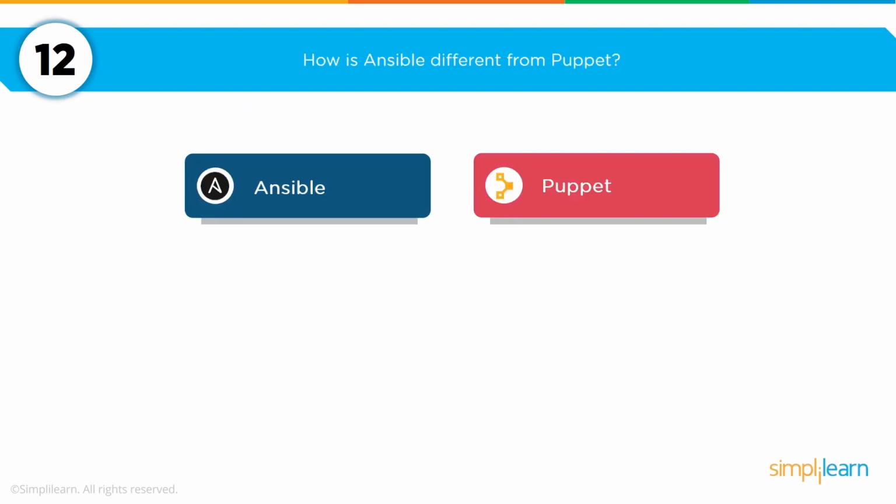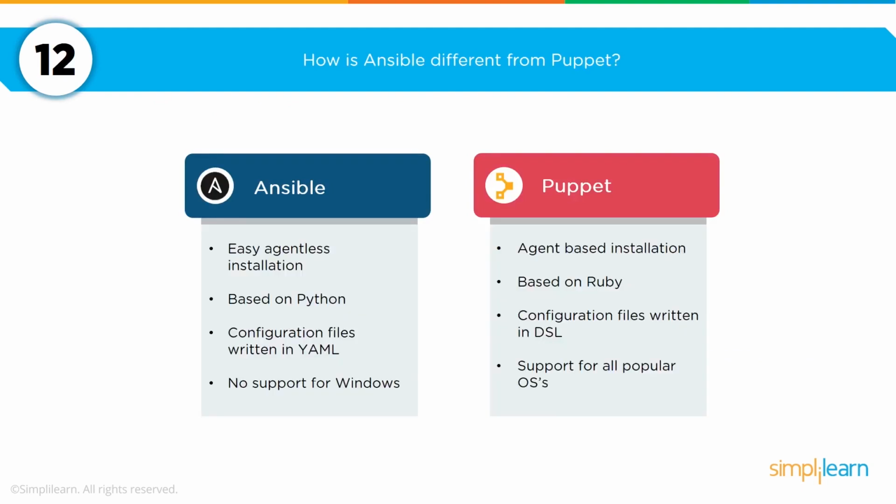A question you will be asked is, provide differences between Ansible and Puppet. If we look at Ansible, it's a very easy agentless installation. It's based on Python. You can configure it with YAML, and there is no support for Windows. In contrast, Puppet is an agent-based installation. It's written in Ruby. The configuration files are written in DSL, and it has support on all popular operating systems.